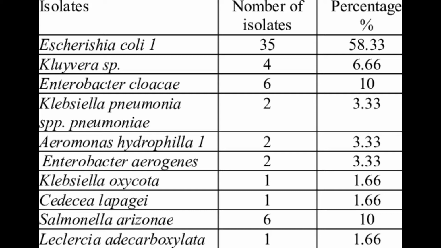So let's talk about the IMViC tests, starting with the indole test. It is the detection of the enzyme tryptophanase. The medium is tryptone broth, same as before. The indicator is Kovacs or Ehrlich's reagent, or p-dimethylaminobenzaldehyde. The positive result is a red color or red ring: red color for routine, red ring for anaerobic.